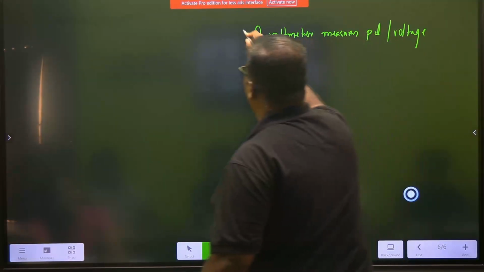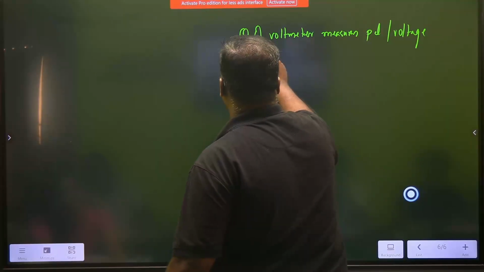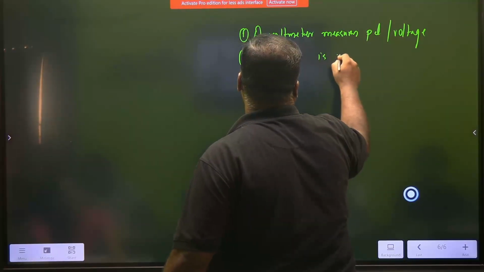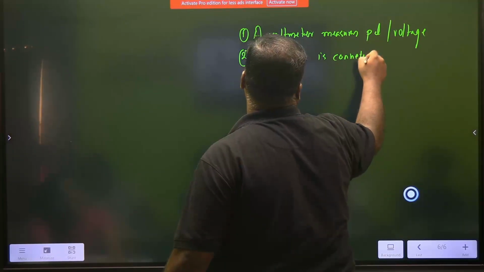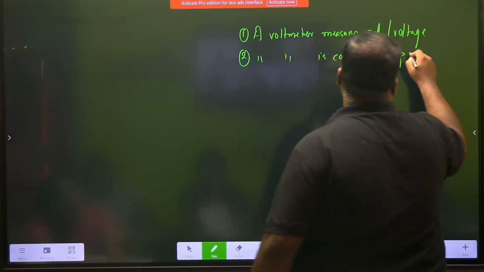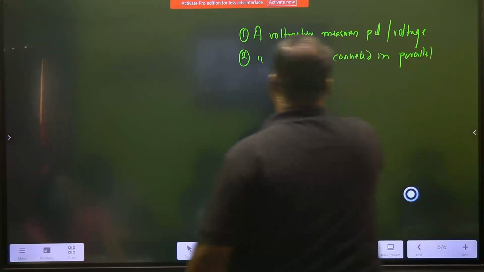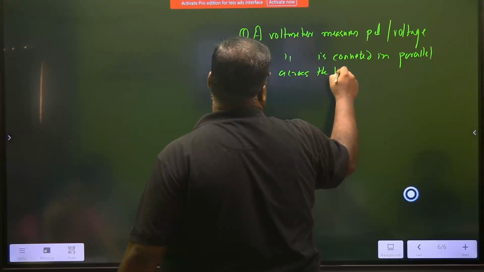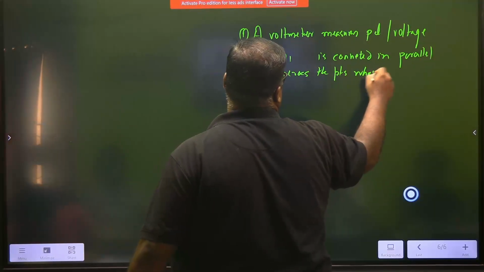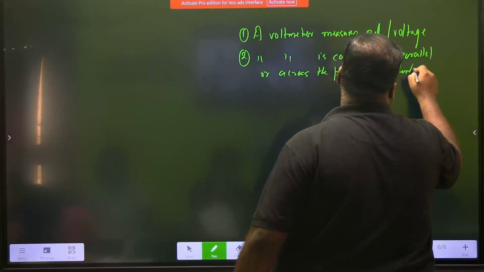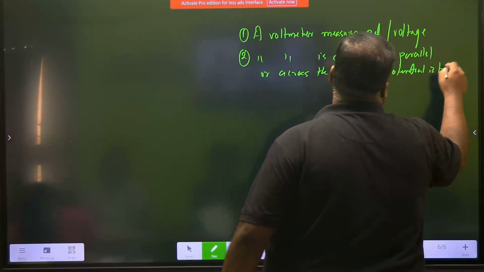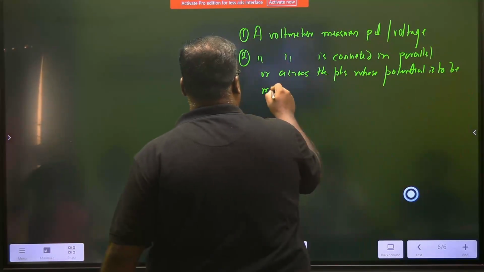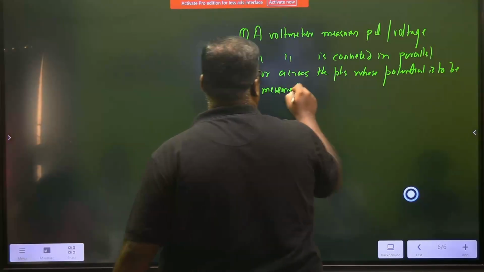This is statement 1. Statement 2: a voltmeter is connected in parallel, or across the points whose potential is to be measured. Now, there might be one thing, sir, your examples make it more complicated.